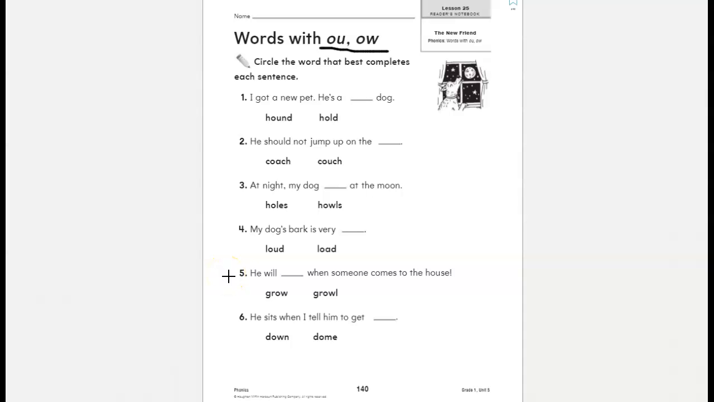Sentence number 5. He will blank when someone comes to the house. Grow, growl. Circle the word that best completes the sentence for number 5. He will blank when someone comes to the house.